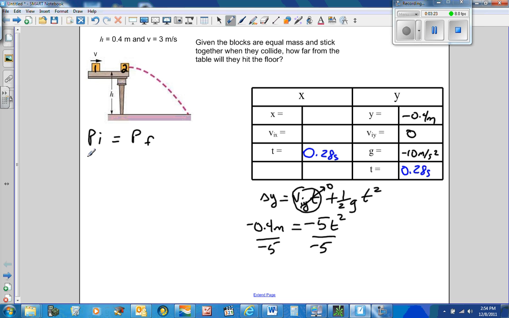So M1, the first block's mass, times velocity 1 plus 0, that's my initial momentum. It has to equal what happens after the collision. It says right here, they stick together. Stick together means that both of those masses become one. So now we have M1 plus M2 times some final velocity. That final velocity is what we're going to find, and guess where it goes? It goes right here.